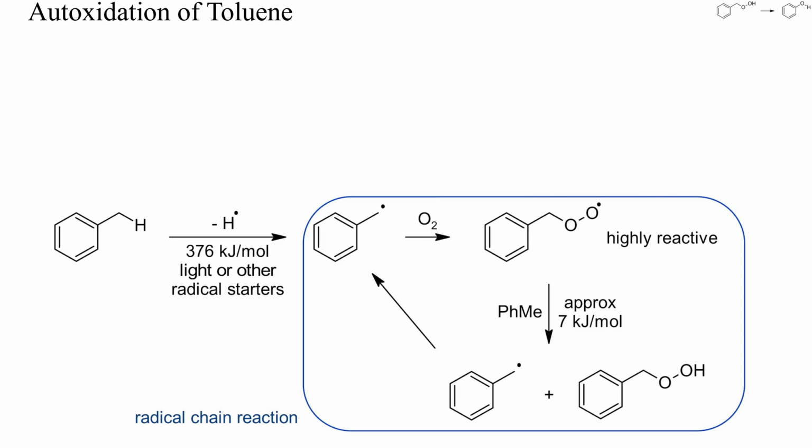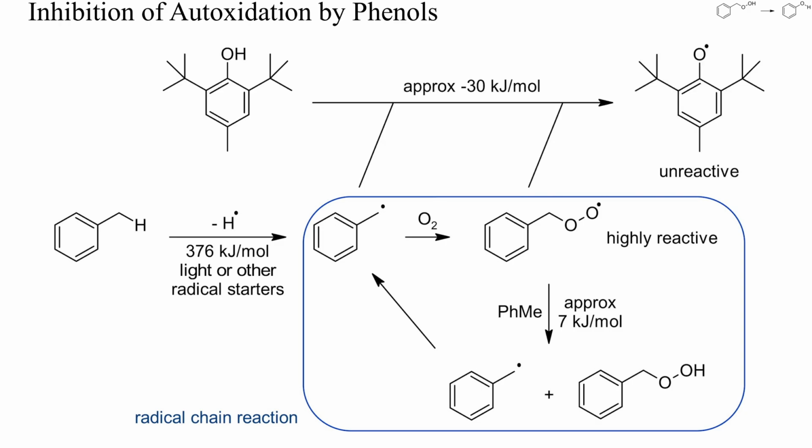Isopropylbenzene is converted into cumene hydroperoxide on an industrial scale by such an oxidation with air. Electron-rich phenols can prevent the autoxidation of alkanes by transferring a hydrogen atom to benzylic or peroxyl radicals. The resulting phenoxyl radicals are themselves unreactive and unable to regenerate benzylic radicals.